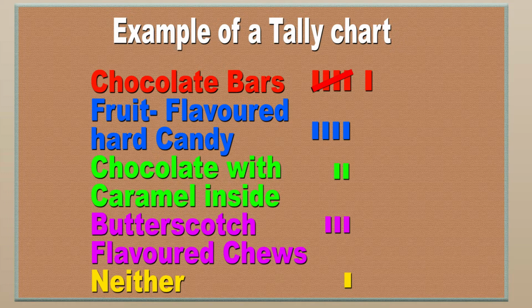This tally chart is portraying a sample of children's favorite candy. From the tally chart, we see a total of 6 children like chocolate bars, while 4 children preferred fruit-flavored hard candy, and 2 children prefer chocolate with caramel inside. Ooh, sounds delicious. And 3 children prefer butterscotch-flavored chews. And finally, 1 child prefers neither of the flavored candy.